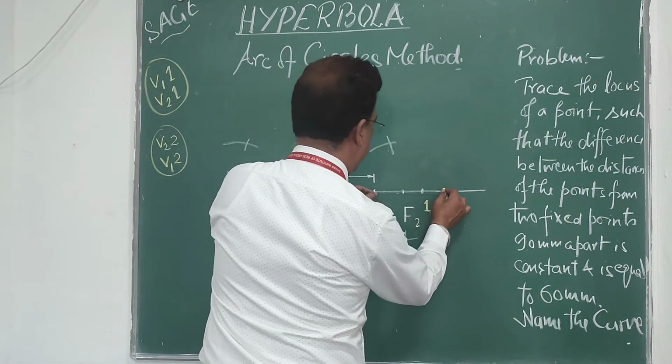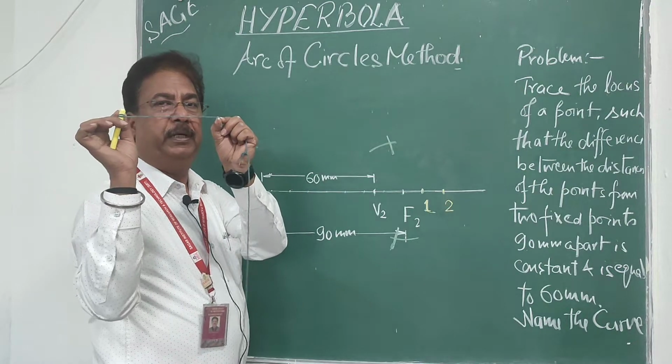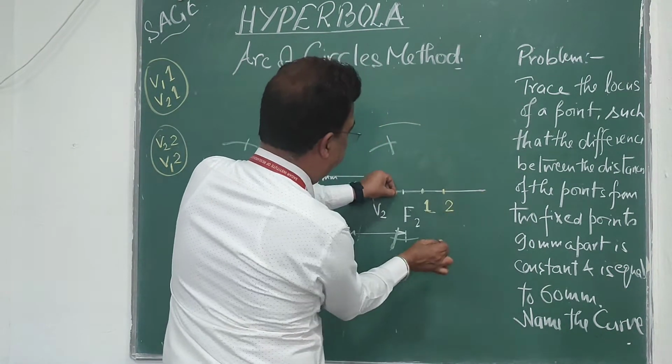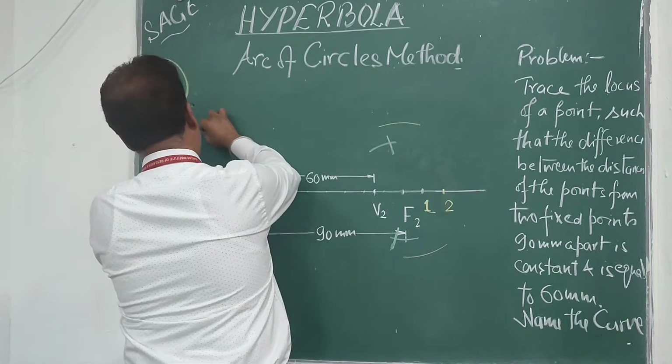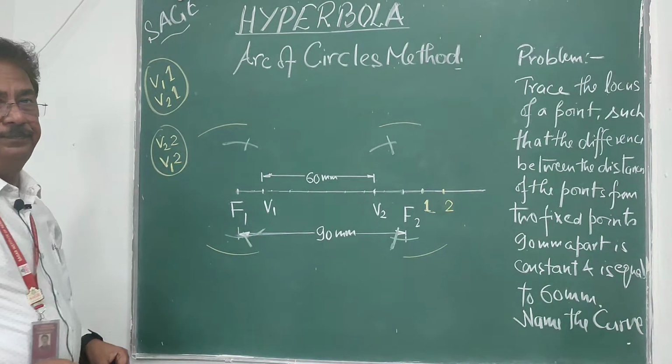So initially I will pick this distance, that is V2 2. V2 2 will be the radius. Again the center will be F2, one arc upside, one arc downside. Same method with F1, one arc upside, one arc downside.